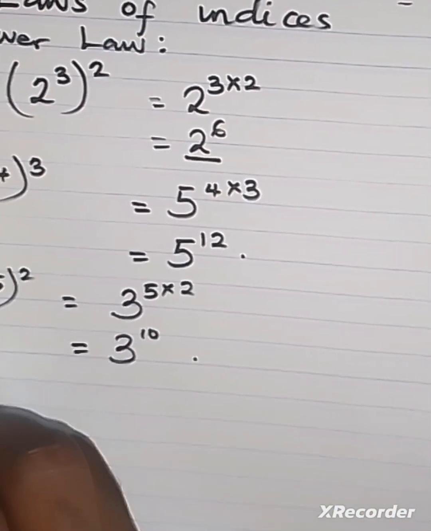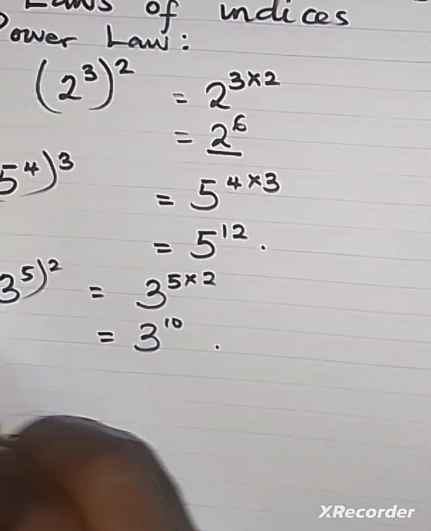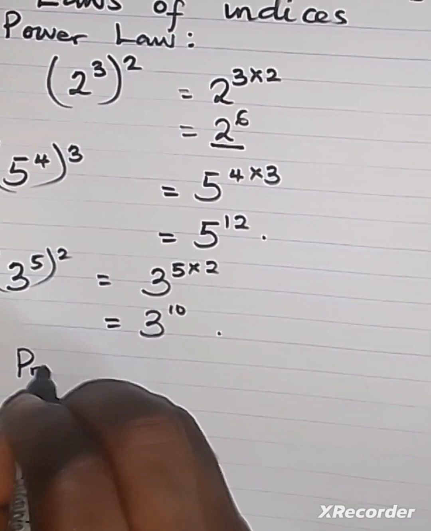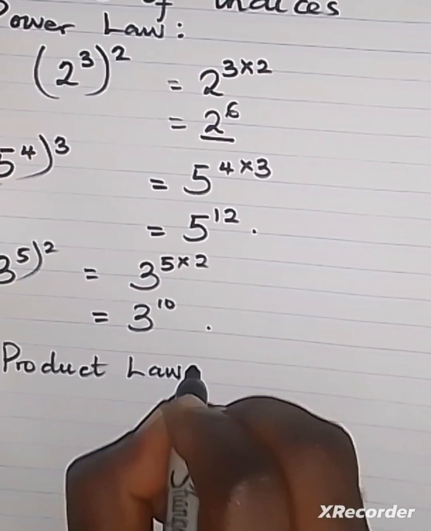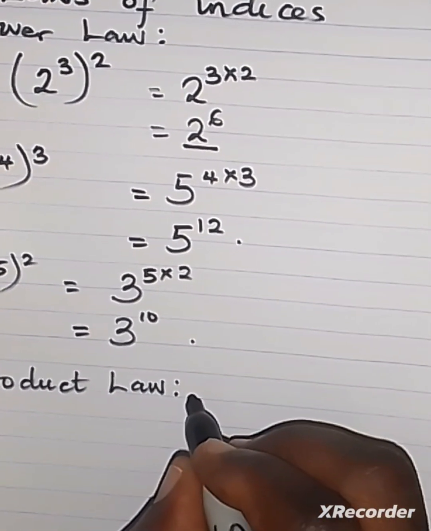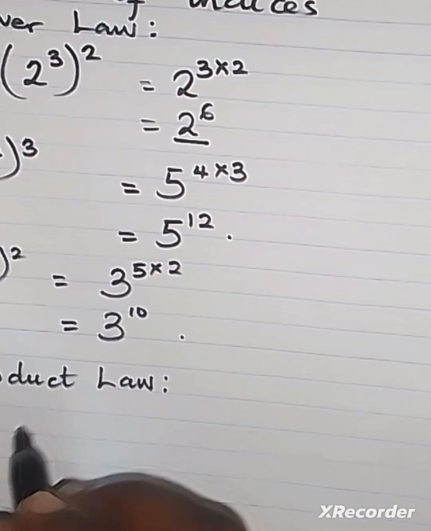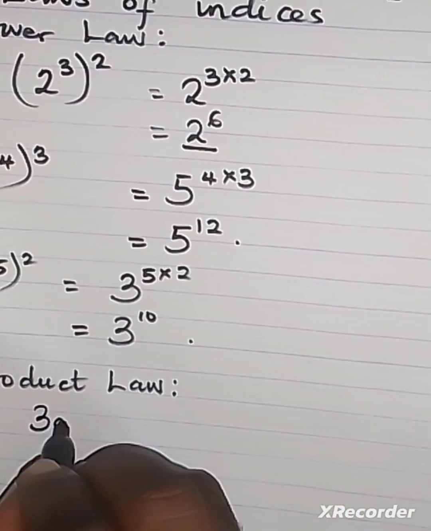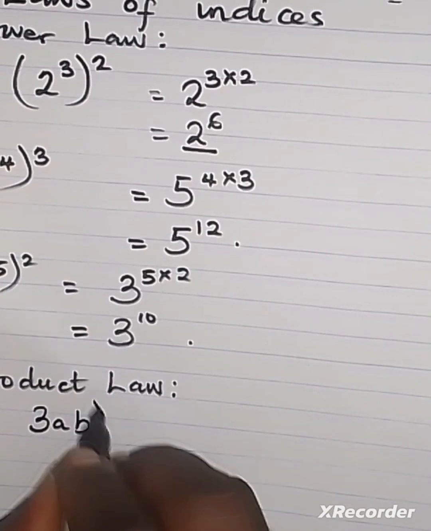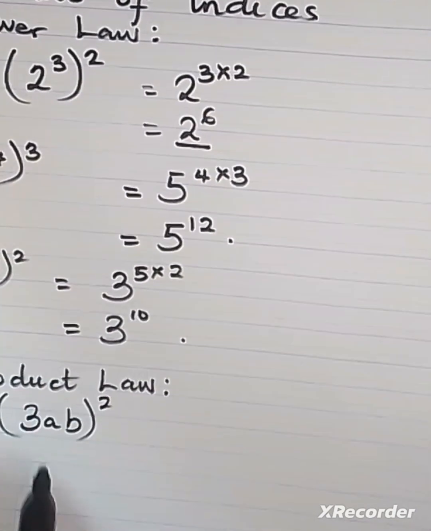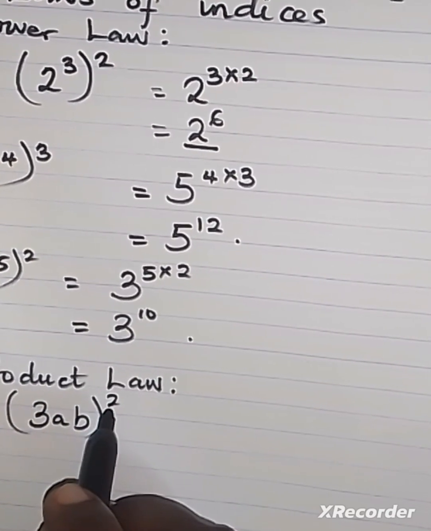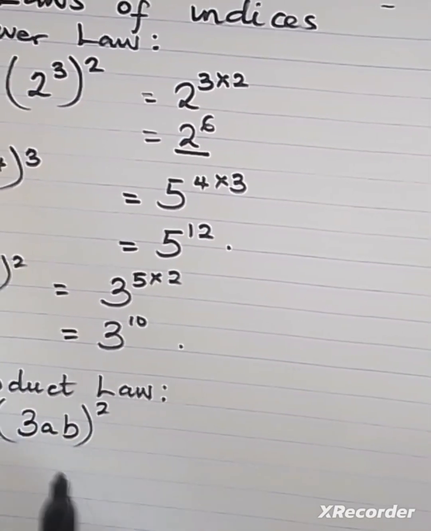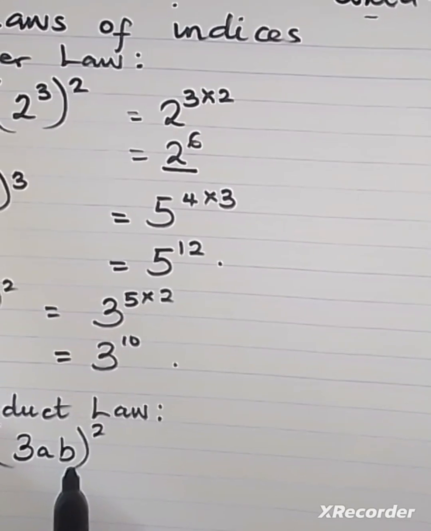So we also have what we call the product law. The product law is our fourth law. Now in the product law, let me say you have 3ab all in bracket squared. It means you're not going to multiply only one of them; all is raised to power 2.